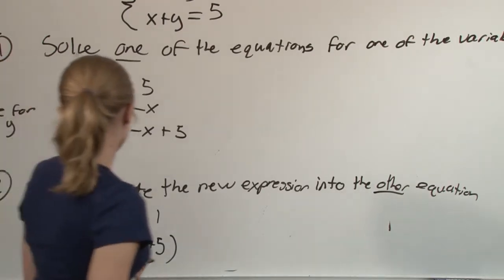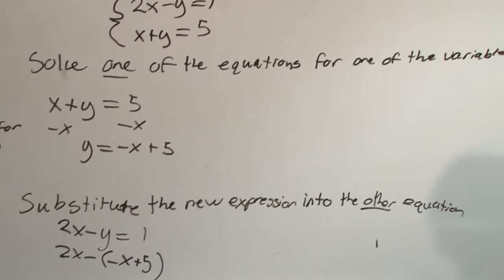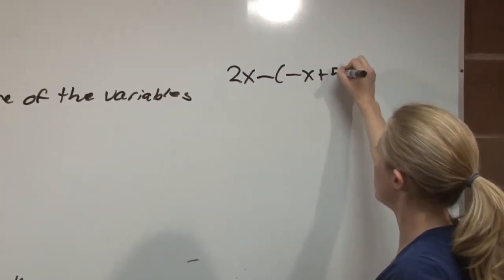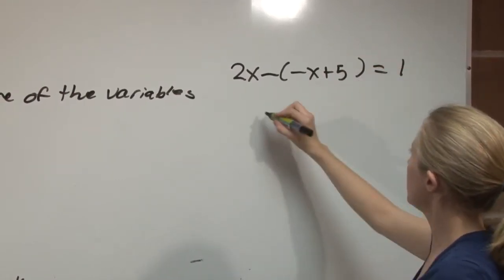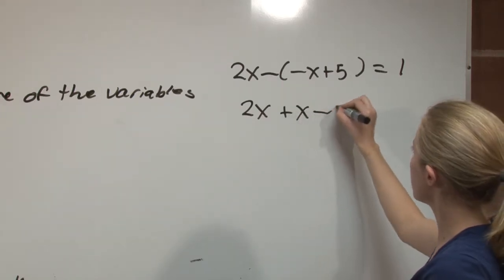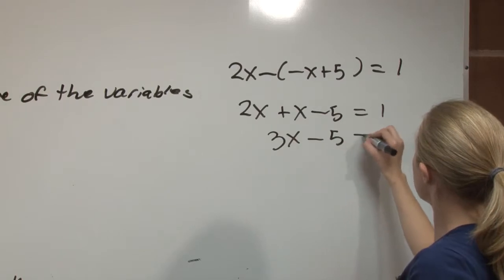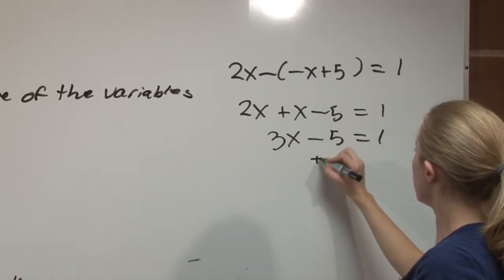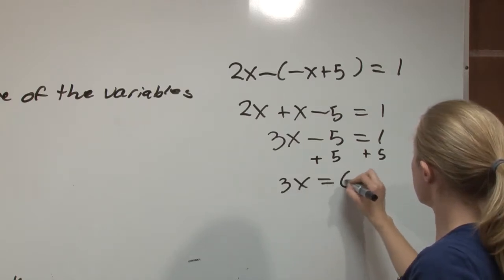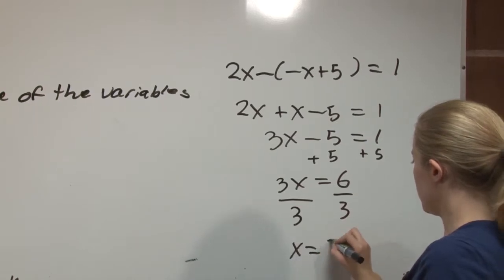And now I'm going to need some more room to solve this. So we have 2x minus (x plus 5)... equals 1. So if I distribute that negative 1 through, that's going to be plus x minus 5. And then when I solve for x, I am going to get x equals 2.